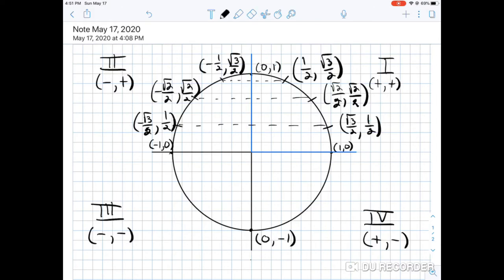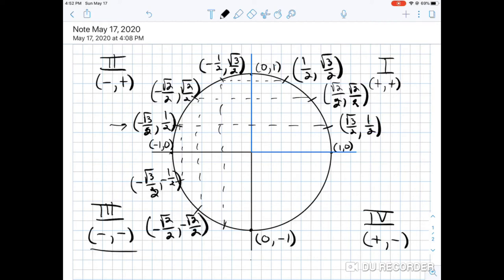Well, what's quadrant three? Let me go by this sign, which is negative X, negative Y. So again, with my divisions there, I could literally just copy my point. I don't have to memorize anything. If it looks just like this point, then I could simply do negative, negative: negative square root of 3 over 2, negative 1 half. Same thing for my 45 degree: negative square root of 2 over 2, negative square root of 2 over 2. Same thing here, just like this point, same exact point, just slight variation: negative 1 half, negative square root of 3 over 2.